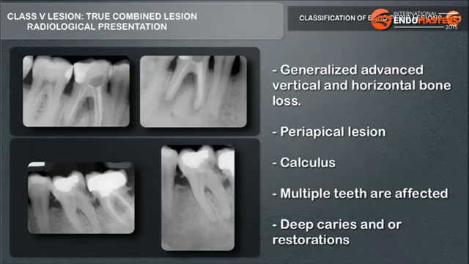Radiological presentation of class 5 lesions. Normally, there is a generalized pattern of vertical and horizontal bone loss, with a radiolucent area all along the root surface and the periapical tissues. Involved tooth usually presents deep restoration or decay compromising the pulp chamber. Normally, bone levels in adjacent teeth are compromised too. Heavy deposits of calculus can be appreciated sometimes.